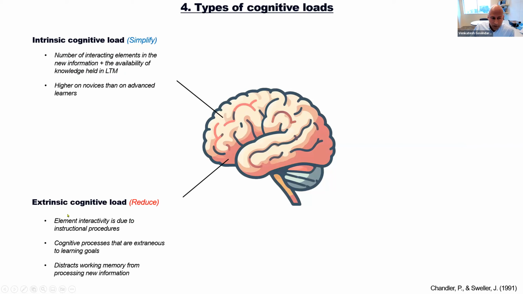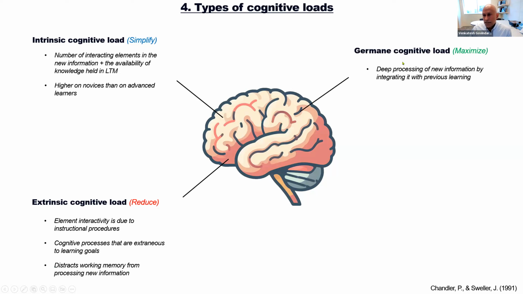An extrinsic cognitive load also depends on element interactivity, but this is due to the way the subject is taught or due to instructional procedures. And here there is engagement of cognitive processes that are extraneous to learning goals. So this can often distract working memory from processing new information. And the third kind is germane cognitive load. This is where the learner integrates new information with the old. So I will, in the next segment, talk about ways of optimizing these three types of cognitive load.